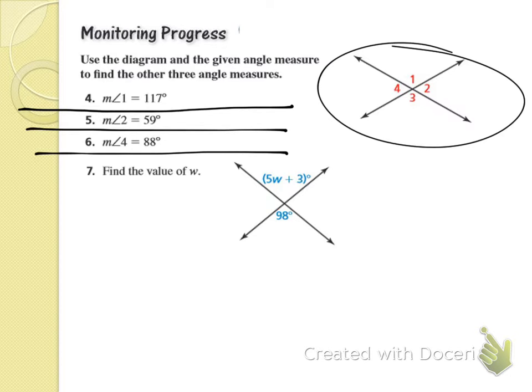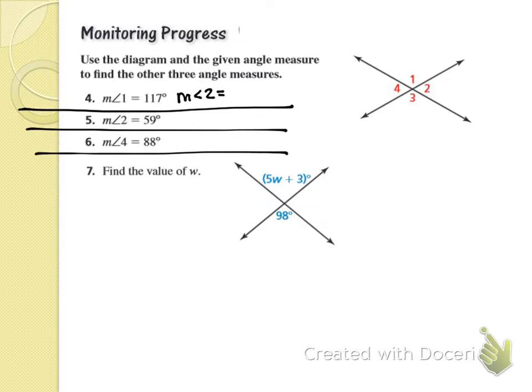2.6. So probably use that one. Alright, so use the diagram and the given angle measure to find the other 3 angle measures. We know the measure of angle 1 is 117. So that means we're going to find the measure of angle 2. We're going to find the measure of angle 3. And the measure of angle 4.